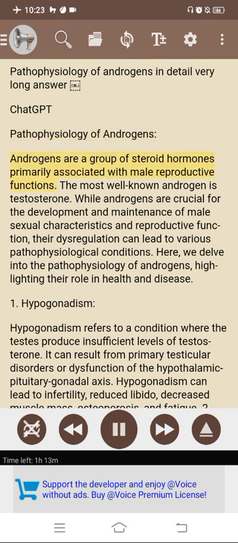Androgens are a group of steroid hormones primarily associated with male reproductive functions. The most well-known androgen is testosterone. While androgens are crucial for the development and maintenance of male sexual characteristics and reproductive function, their dysregulation can lead to various pathophysiological conditions. Here, we delve into the pathophysiology of androgens, highlighting their role in health and disease.